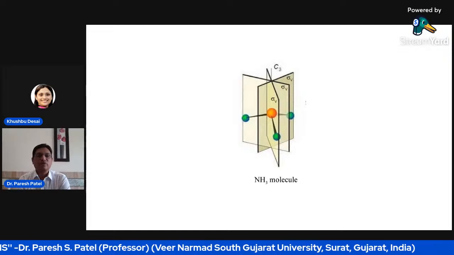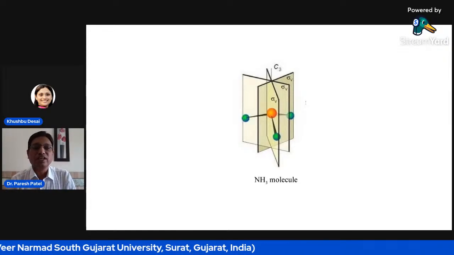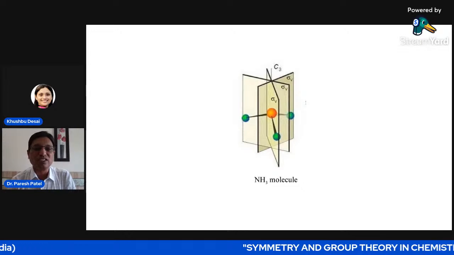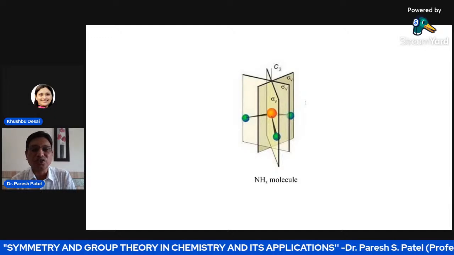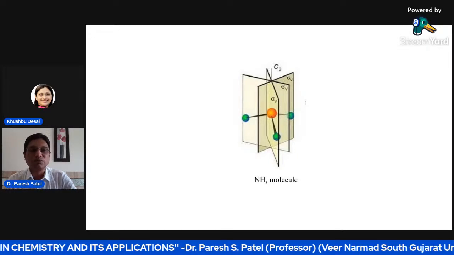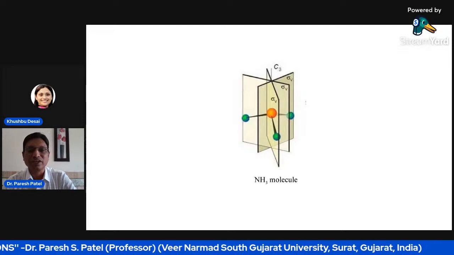In case of the ammonia molecule, the shape of the ammonia molecule is pyramidal, and all the three planes can be symbolized by sigma va, sigma vb, sigma vc, or sigma v1, sigma v2, sigma v3, and all the three planes are parallel to the main principal axis. So this type of symmetry can be recognized as vertical plane of symmetry. Next one, please.